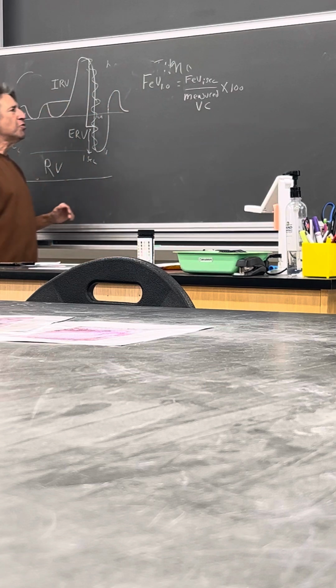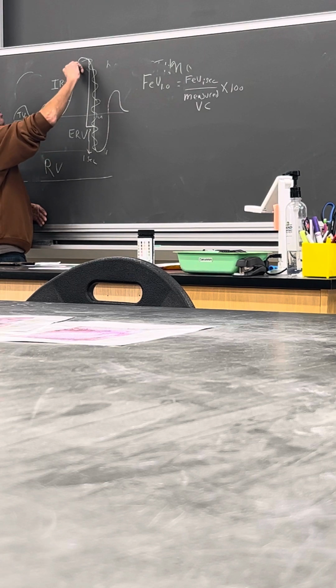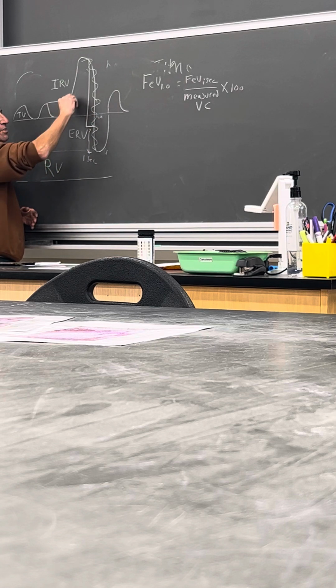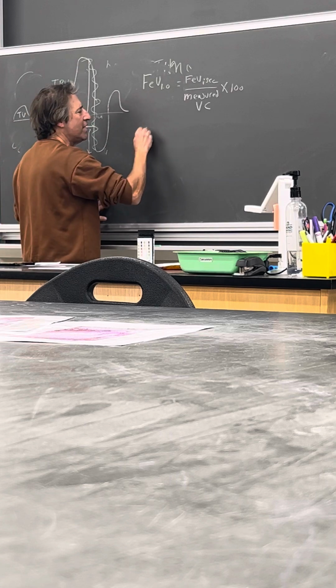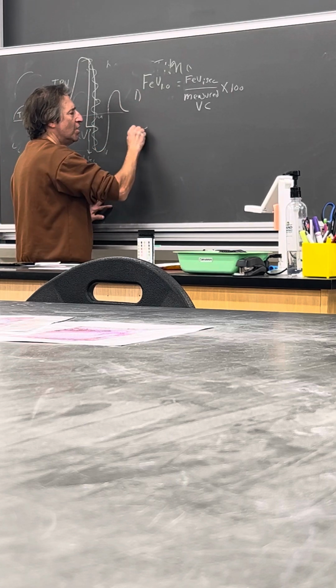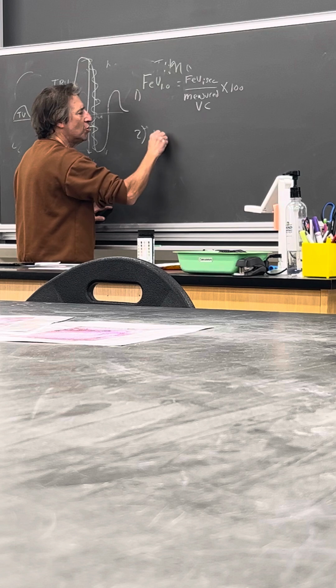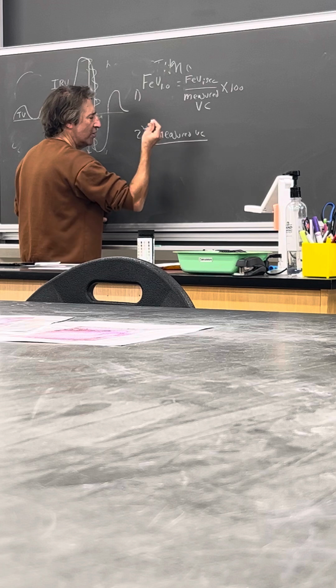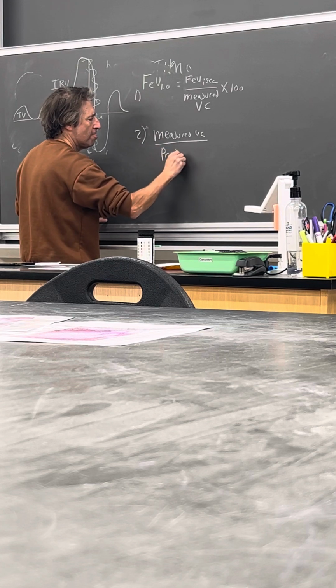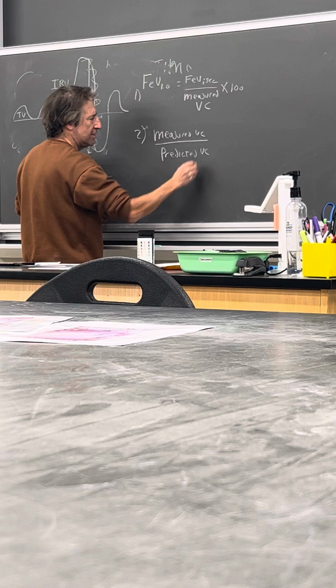The other equation we're going to use to determine these diseases is how your vital capacity compares to what is expected. Are you able to inspire and expire as much, or is it compromised? So this is equation 1. Equation 2 would be your measured vital capacity over your expected or predicted vital capacity times 100.